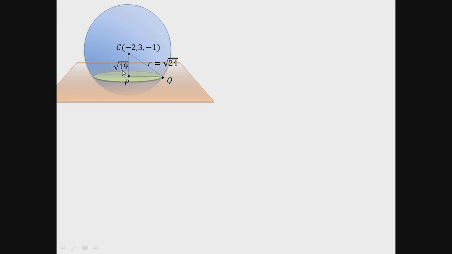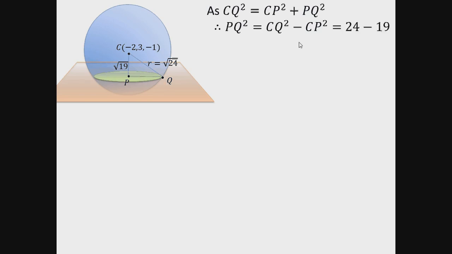And we also know the radius of the sphere. Now we want to find the radius of this circle, that is, the distance PQ. You can see that triangle CPQ is a right angle triangle, so use Pythagoras theorem. CQ square will be the same as CP square plus PQ square. So put in the values and get PQ. PQ square will be CQ square minus CP square, that is 24 minus 19, so PQ is square root of 5. So we got the radius of that circle, that is root 5.